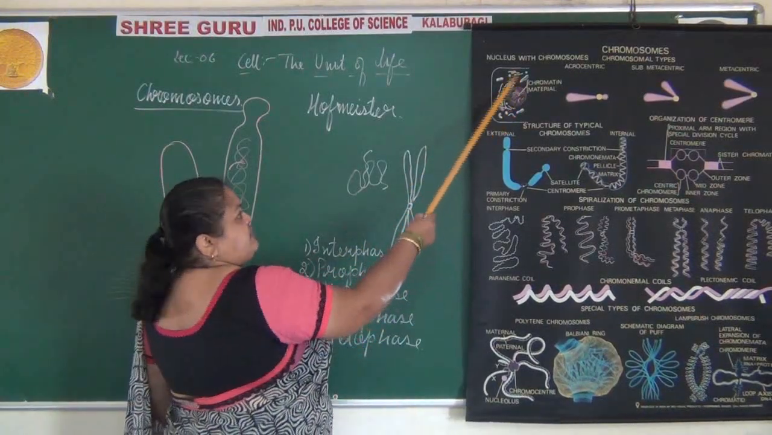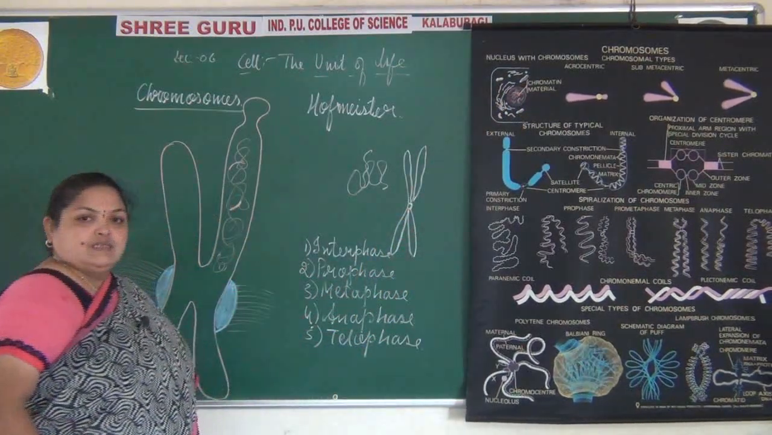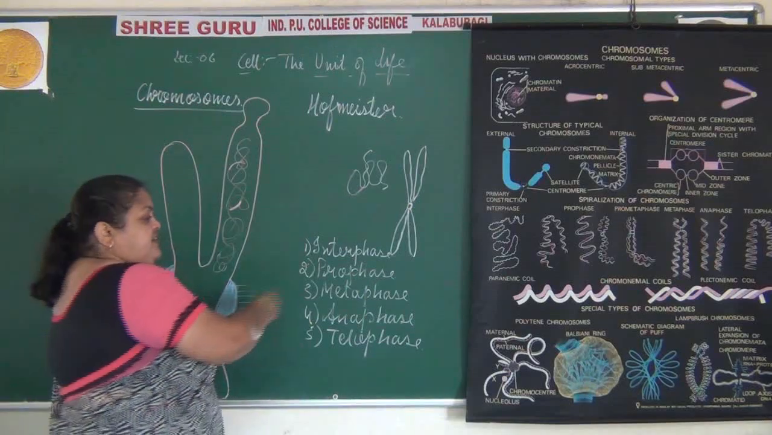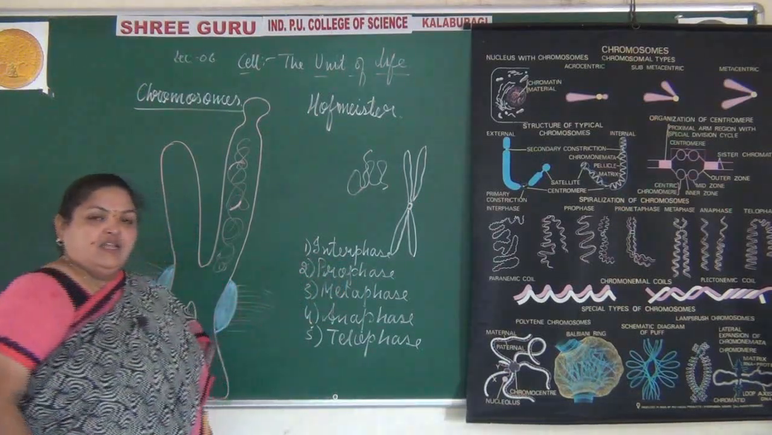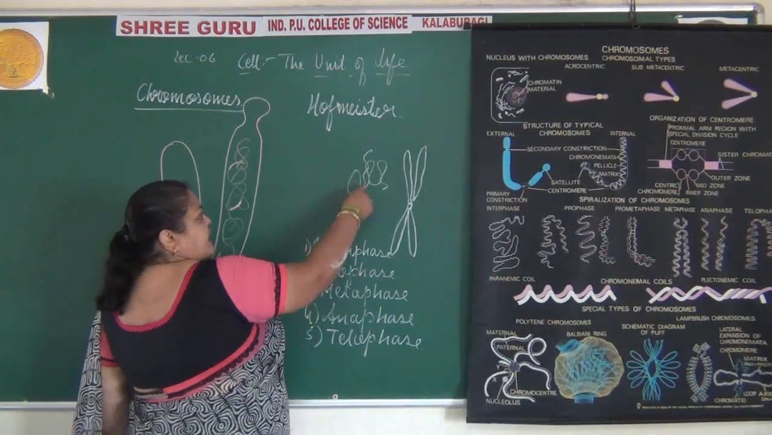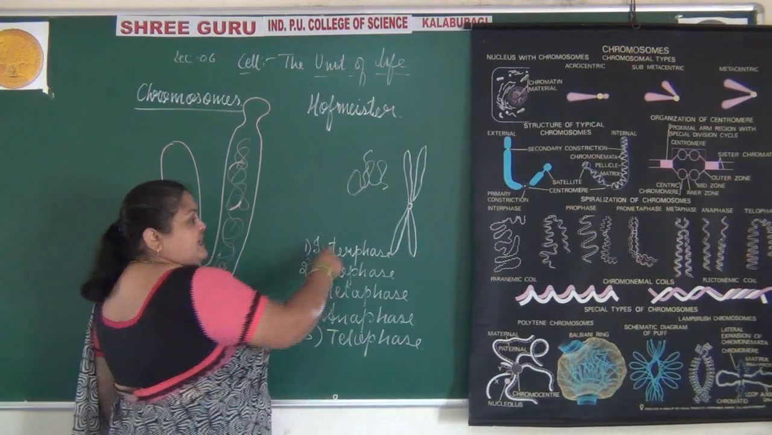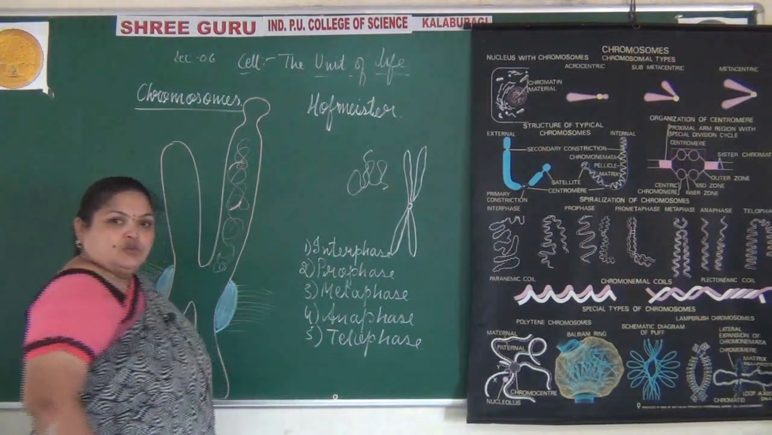In interphase you can see a very clear-cut nucleus with the chromatin network and all the organelles inside the cell. But when it enters the process of cell division, that is the prophase, you will see that the chromatin network condenses to form the chromosomes.